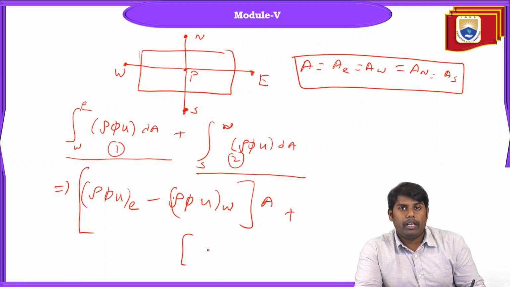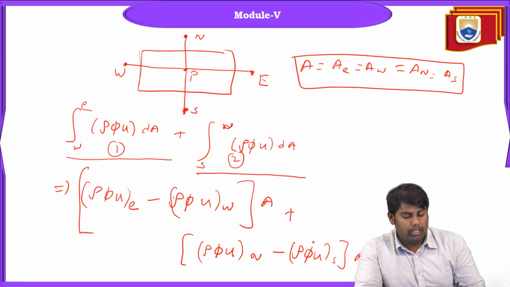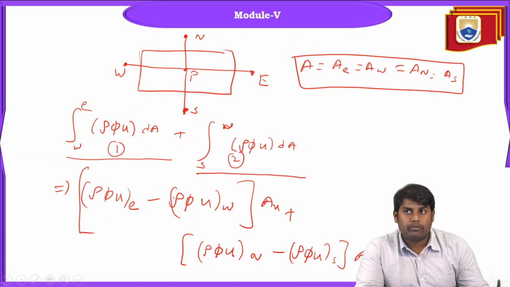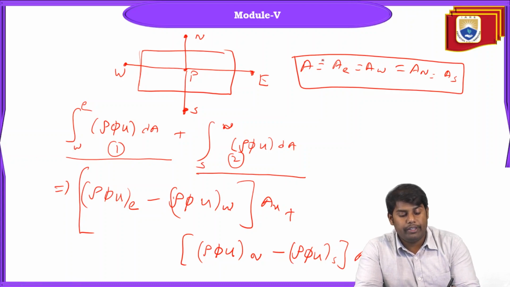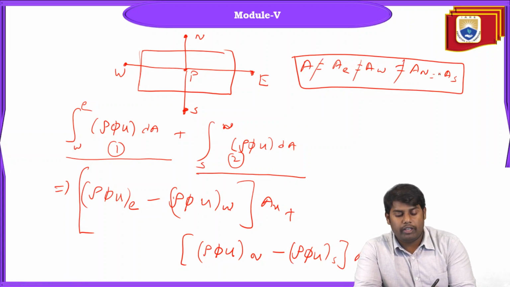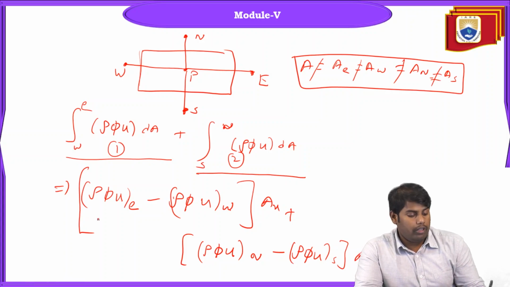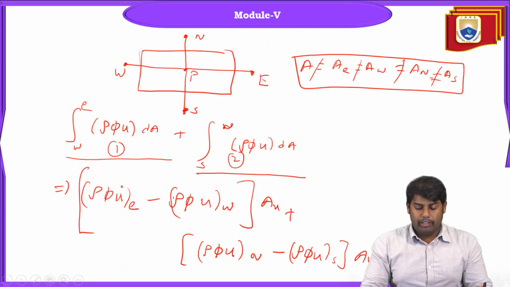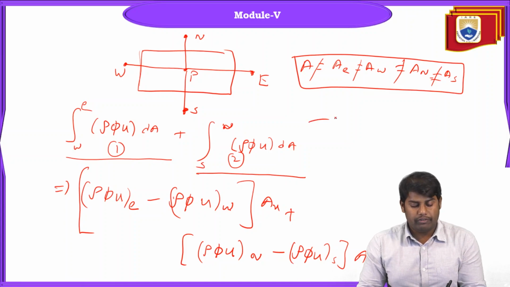What we have is ρφu at the north, minus ρφu at the south, into A. When you have an area change, let's say along the x direction you have one area and along the y direction you have another, you can take them as Ax, Ay. Let's say it is not the same, Ae is not equal to the others. Then at each and every place we have to multiply with the particular area. Okay, this is what we have for the convection term for 2D.